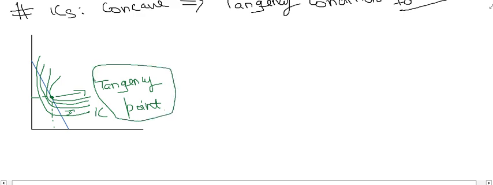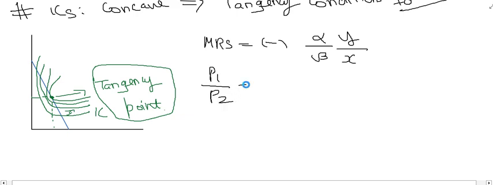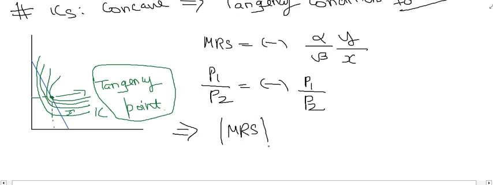Okay, the tangency point. Now let us derive what the tangency point is for the Cobb-Douglas utility. We already know MRS equals negative of alpha upon beta into y by x. Price ratio equals negative of P1 by P2. Okay, we equate the absolute values of these. This is the condition at which the IC and the budget line become tangent to each other.